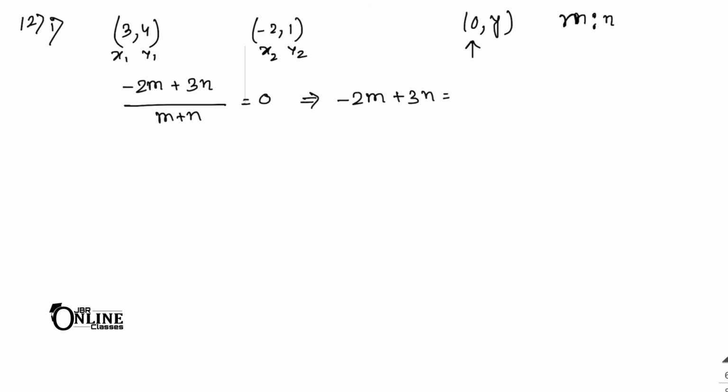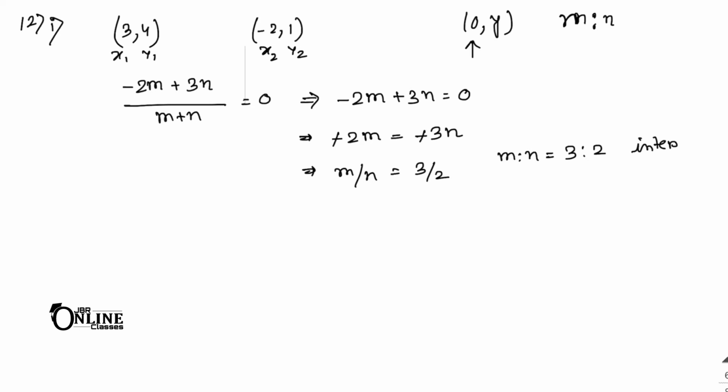So that equal to here 3n equal to 0, then minus 2m, that one equal to here minus 3n. So here m by n equal to 3 by 2. Okay, m by n equal to 3 by 2, because minus minus cancel out from both sides. So here m is to n, that equal to 3 is to 2, and both are in positive, so it will be internally. If negative, then it will be externally.